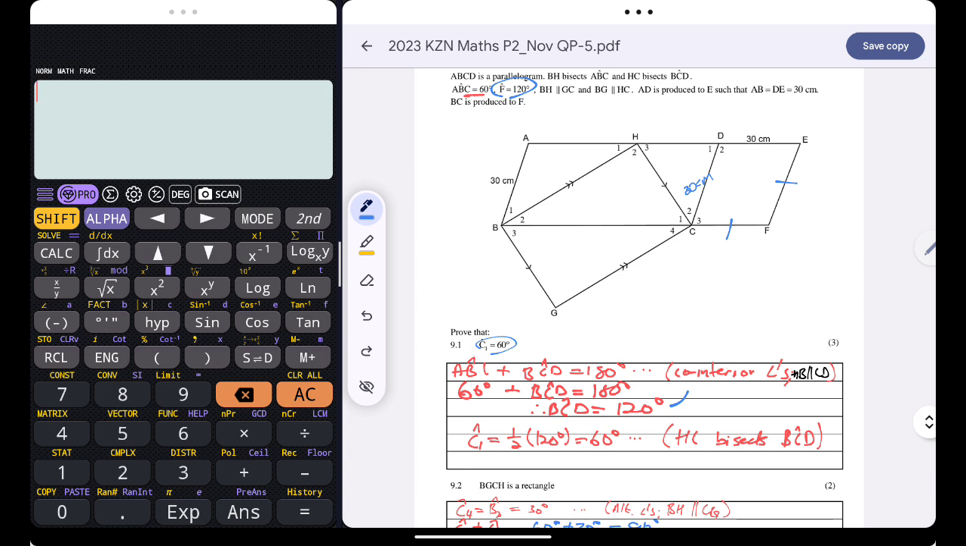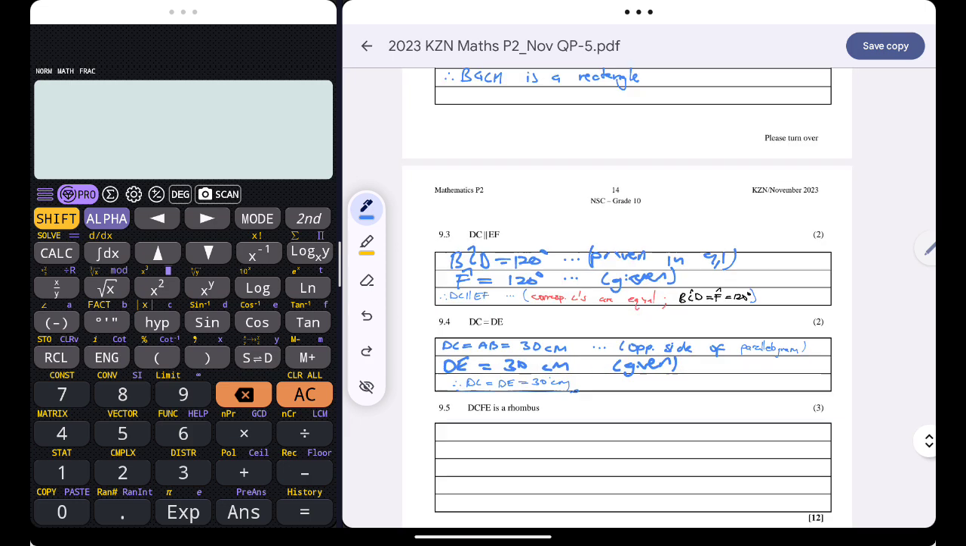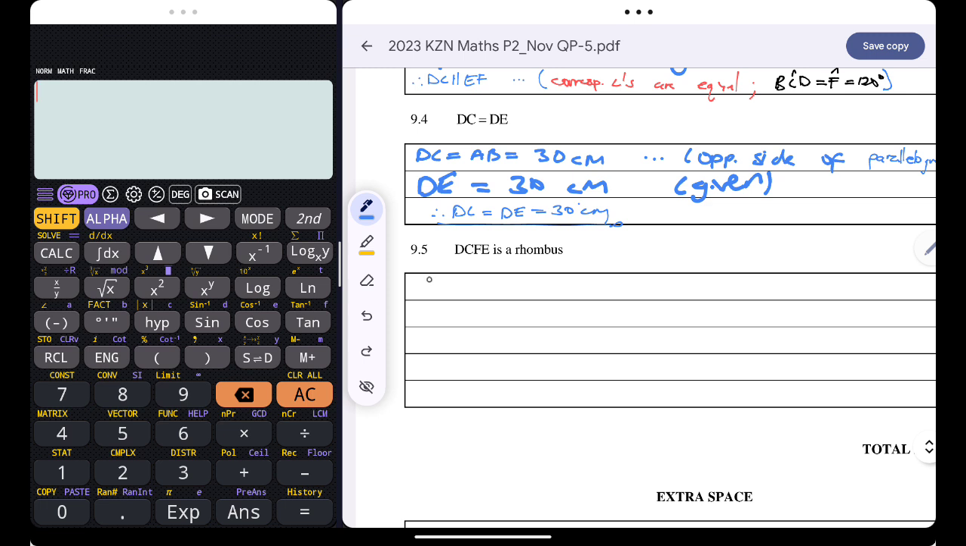Since F is an extension of BC and E is an extension of AD, right? Remember that BC was parallel to AD. This will simply mean that DE will also be parallel to CF. Why? Because DE and CF are extensions of two parallel lines.